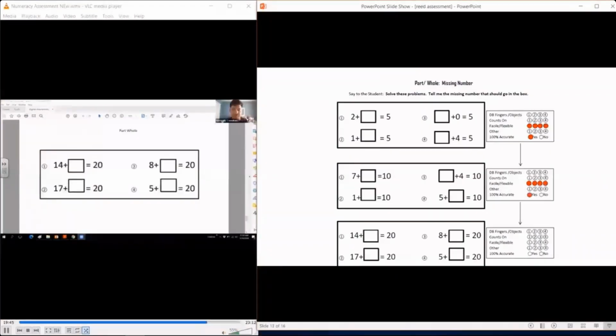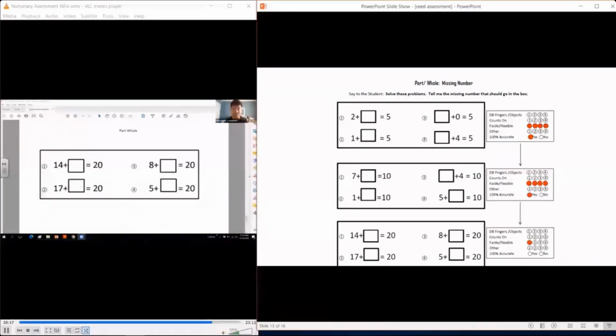Ready? 14 plus something equals 20. 14 plus 6 equals 20. All right. How'd you get that, Reed? Well, I took away the one, and I knew just 6 plus 4 equaled 10. So then 14 plus 6 would probably equal 20. You're absolutely right. Okay.